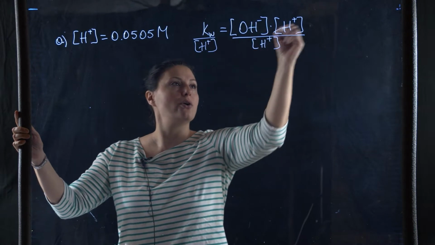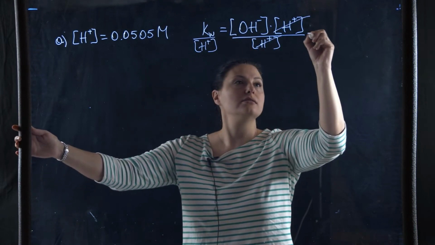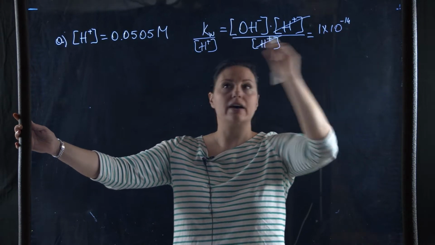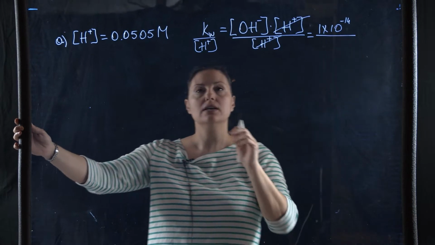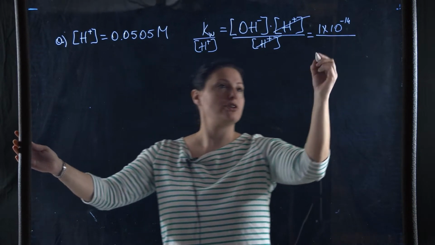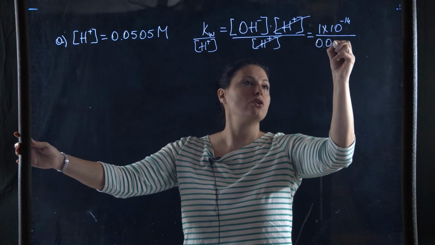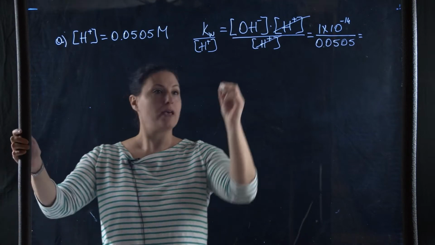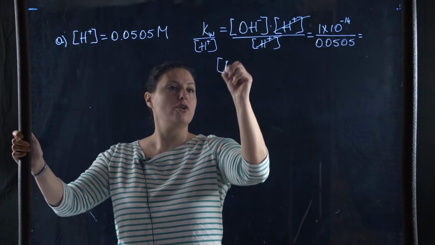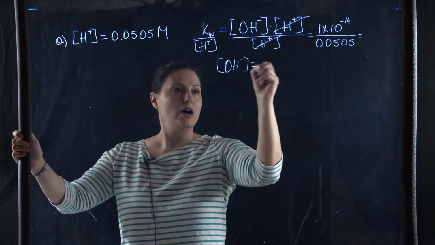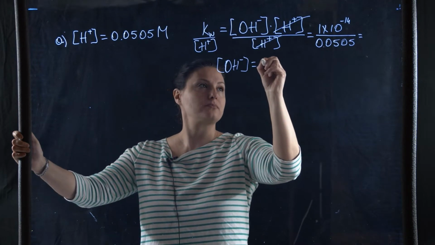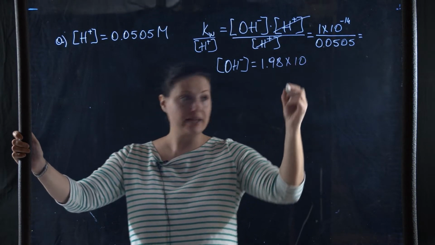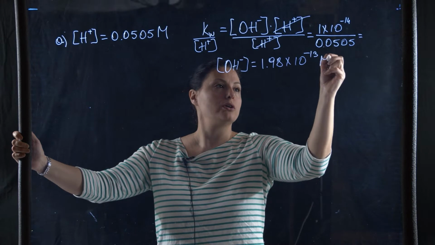I'm isolating the OH minus, and this will be 1 times 10 to the minus 14, which is the value for Kw at 25 degrees Celsius, divided by my concentration of the acid, H plus, 0.0505, and you should get a concentration of OH minus of 1.98 times 10 to the minus 13th molar.